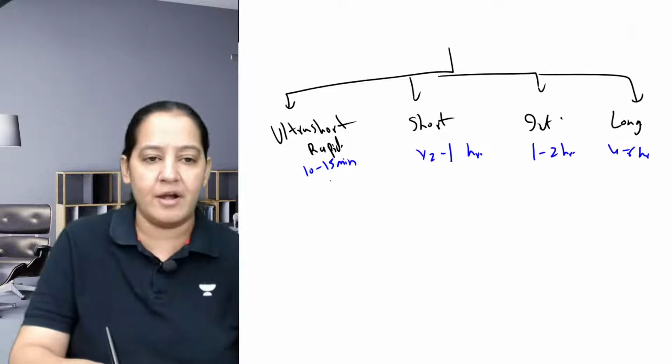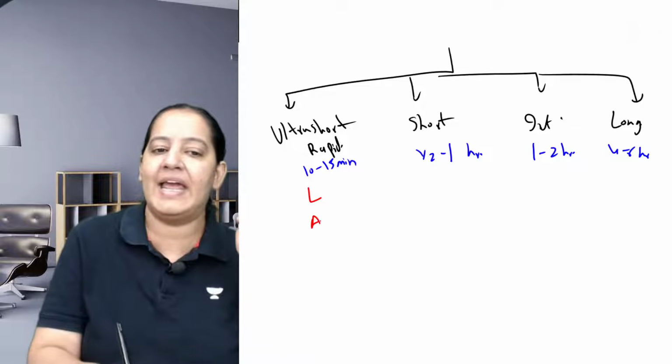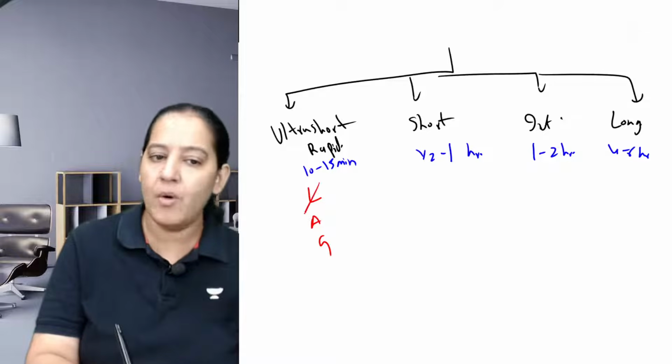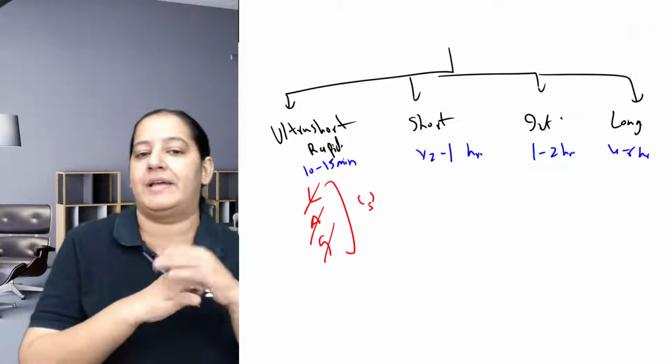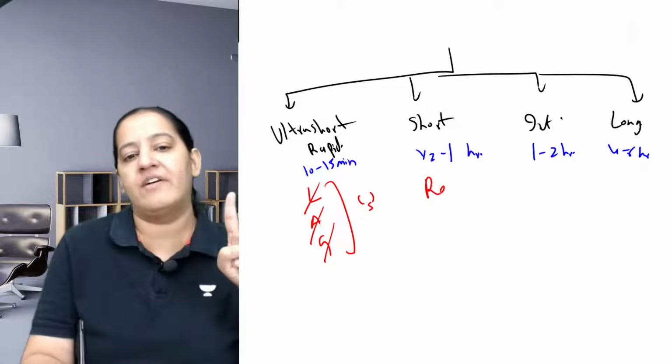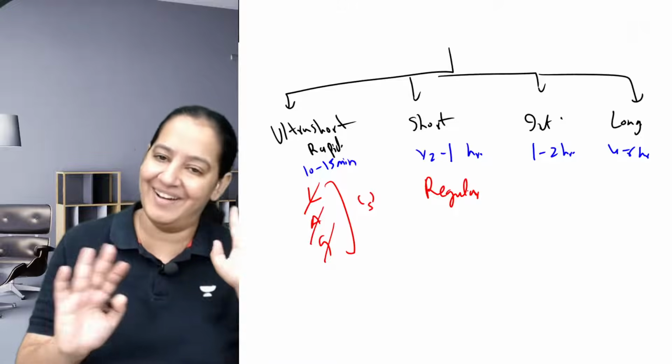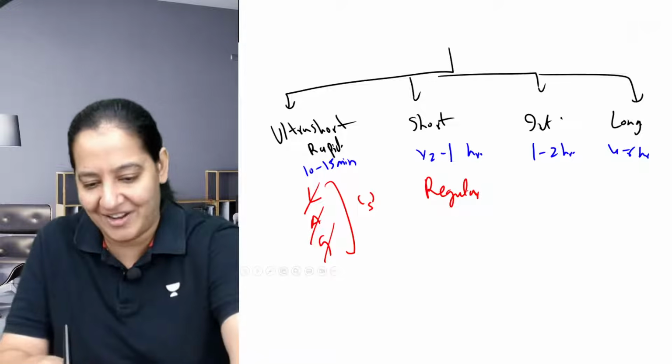So can you tell me the ultra short? The ultra short are 3: LAG, that is Lispro, Aspart, Glulicin. They all contain S in their spelling. Short acting is only one: Regular. That's it. Only one regular.